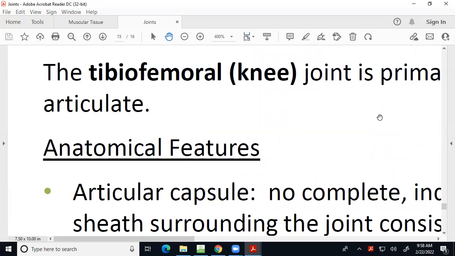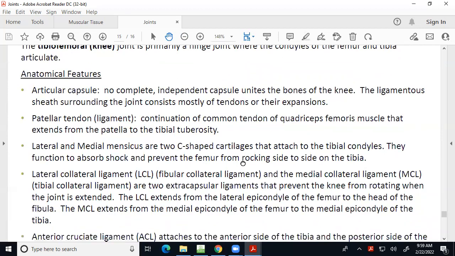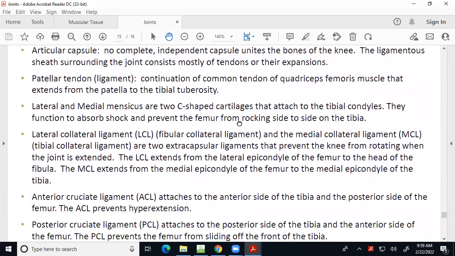Okay, our next joint, I would say, is the most complicated. What we commonly call our knee goes by anatomically the tibiofemoral joint, and that's because it's between the tibia and the femur. It is primarily a hinge joint where the condyles of the femur and the tibia articulate. First structure, the articular capsule, is not something that you can see in any of the images because it's not a complete independent capsule uniting the bones of the knee. The ligamentous sheaths surrounding the joint consist mostly of tendons or their expansions.